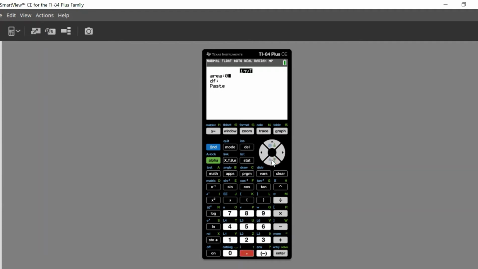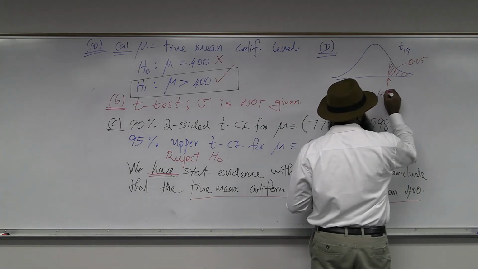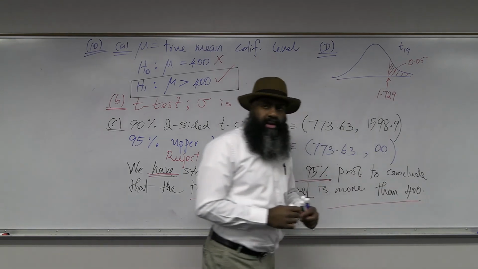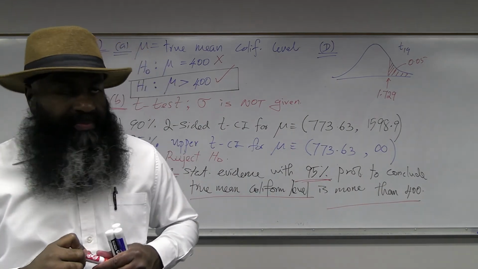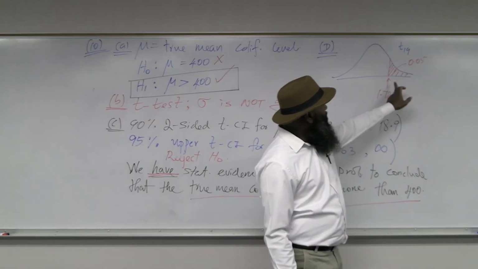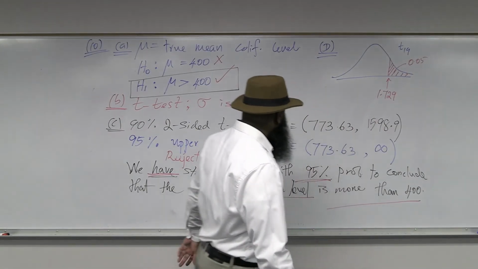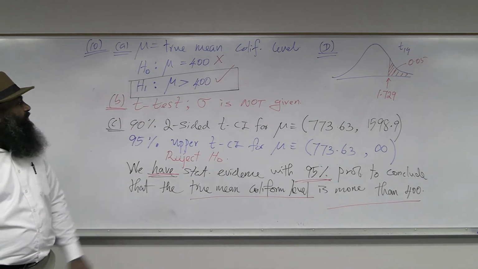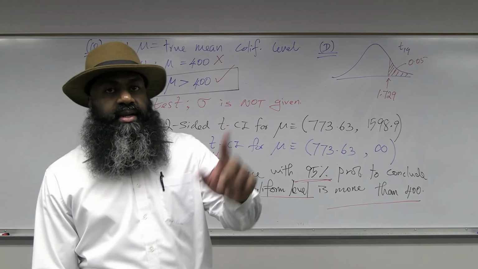Area is equal to 0.95. Degrees of freedom. We had 20 data points. Therefore, 20 minus 1, 19 is degrees of freedom. Select paste and then hit enter and hit enter again. The t critical value required for that calculation is 1.729. Critical value is 1.729. Now we need to calculate the test statistic. We of course know that the test statistic should be in the shaded region because we should get the same conclusion as part C. Alright, let's go to your calculator and calculate the t-test statistic.